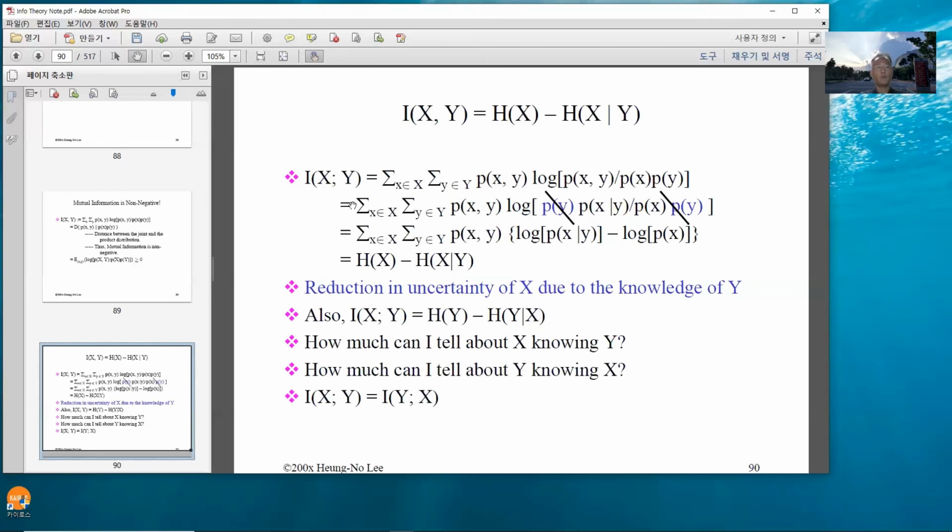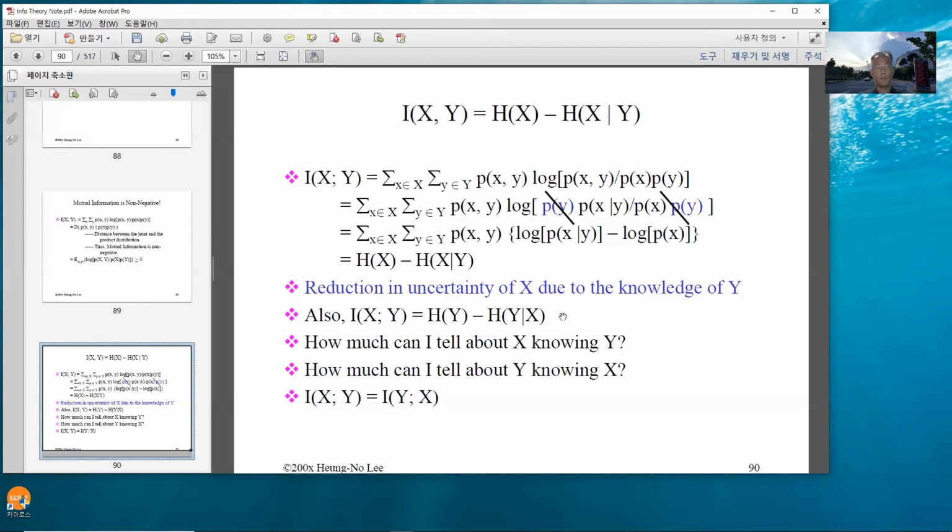Okay, so mutual information between X and Y can be written both ways, either H of X minus H of X given Y, or H of Y minus H of Y given X.